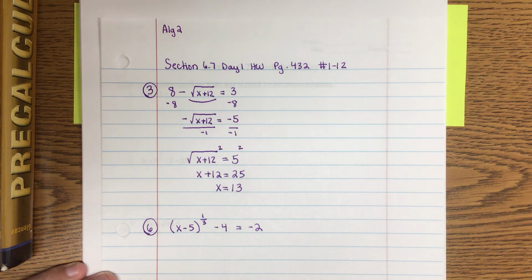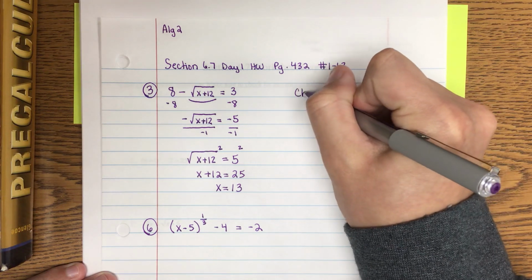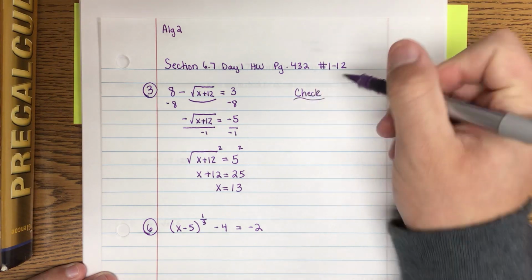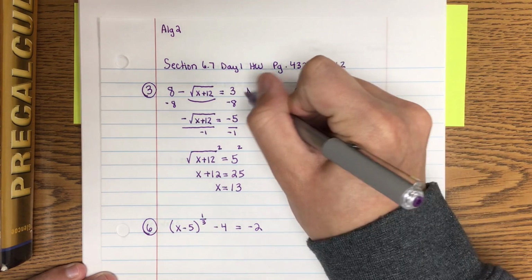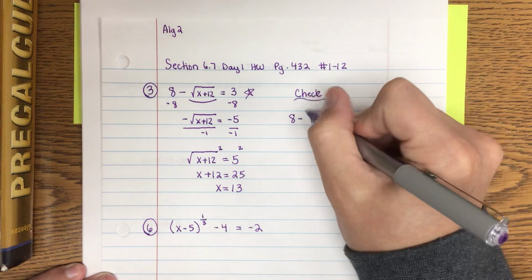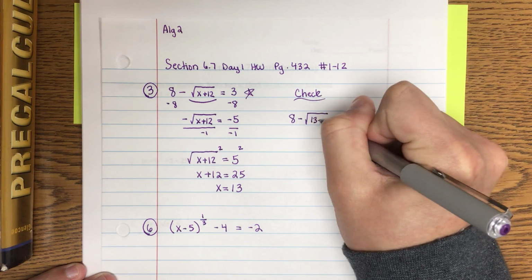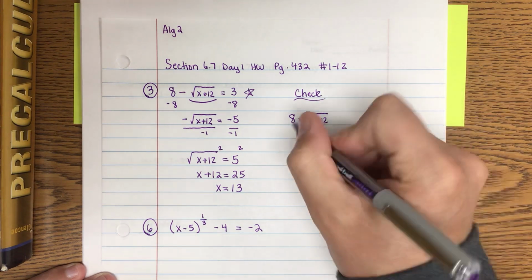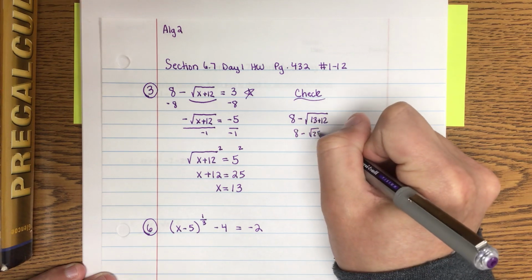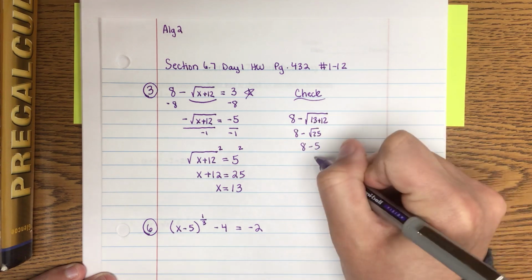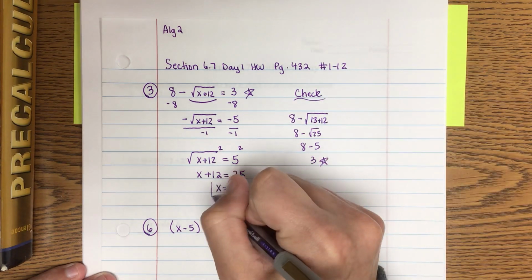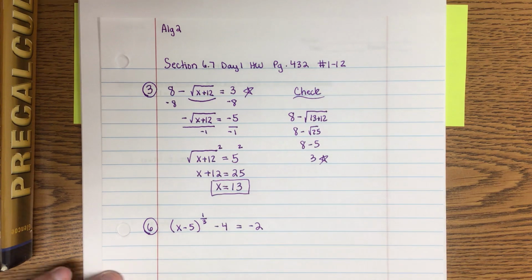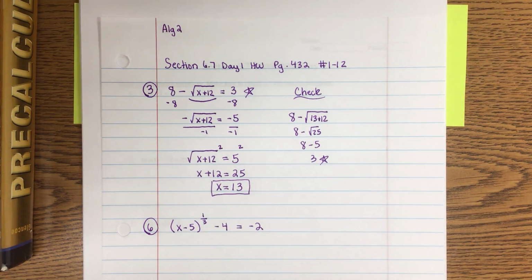Now, to make sure that 13 is an actual solution, I should check it. And so a check can be done in your calculator, or you could do some scratch work. It's totally up to you. But basically, I would just plug it back into the original problem here. All right, so we know 13 plus 12 is 25. Square root of 25 is 5. 8 minus 5 is 3. And notice that definitely does check. All right, a lot of these problems just have one answer.